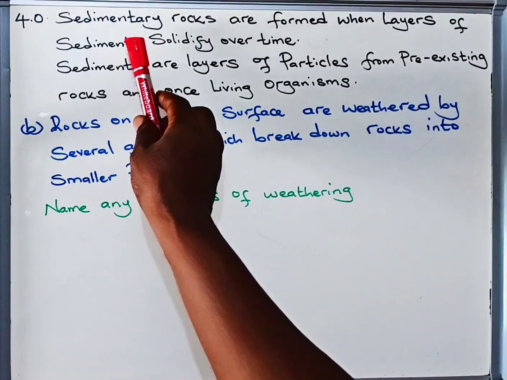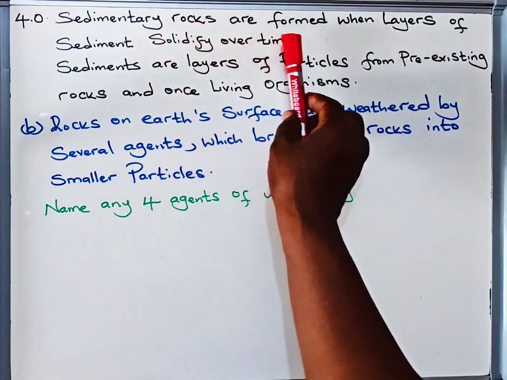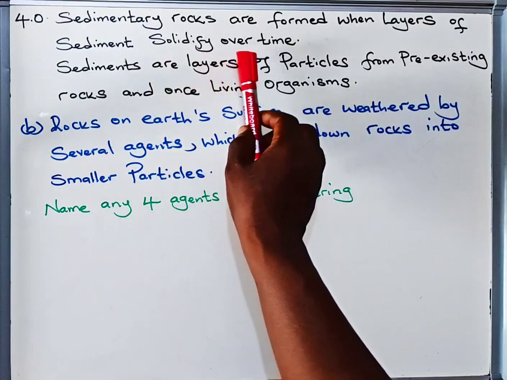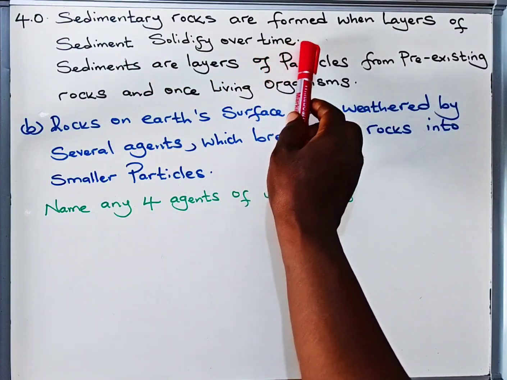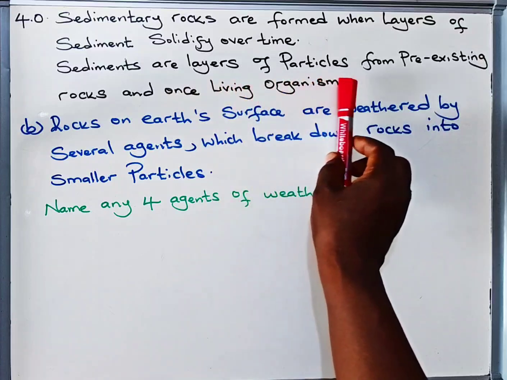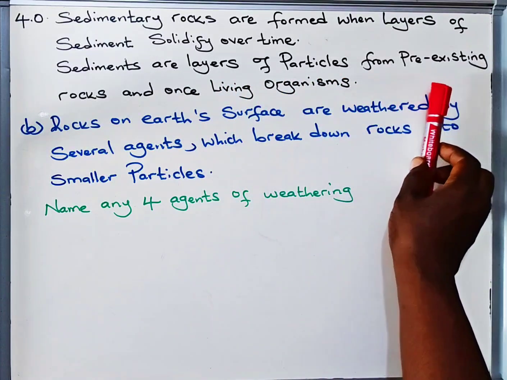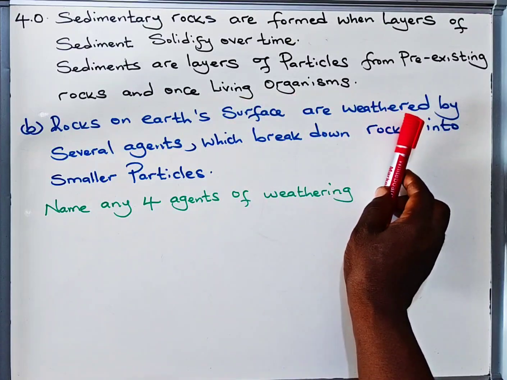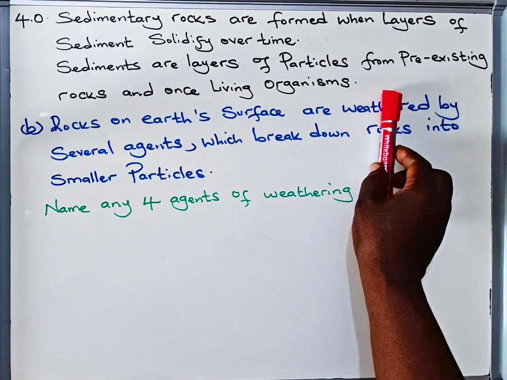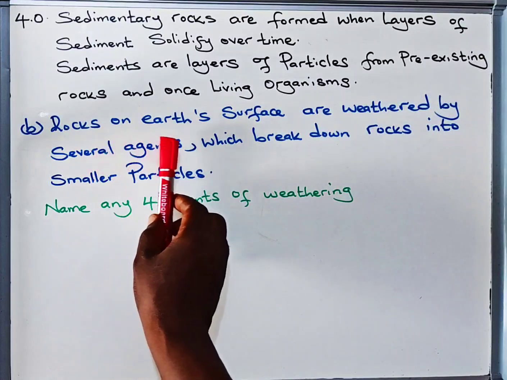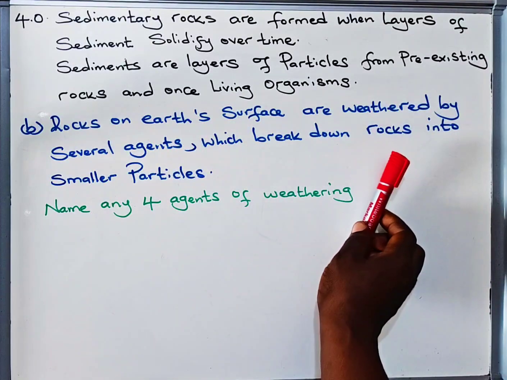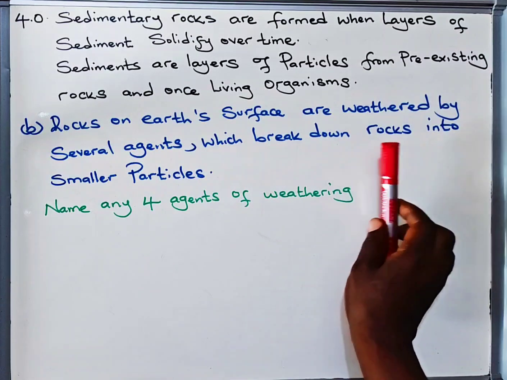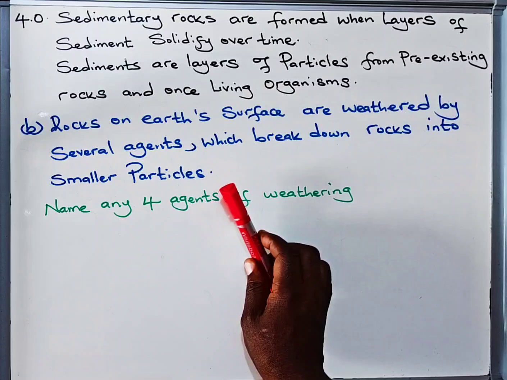It says that sedimentary rocks are formed when layers of sediment solidify over time. Sediments are layers of particles from pre-existing rocks and once-living organisms. That's what sediments are. Then we come here. Rocks on Earth's surface are weathered by several agents, which break down rocks into smaller particles.